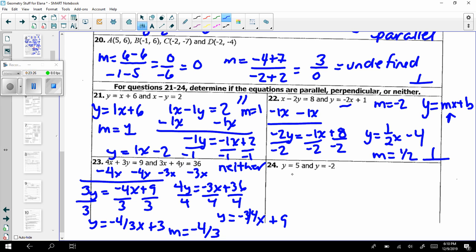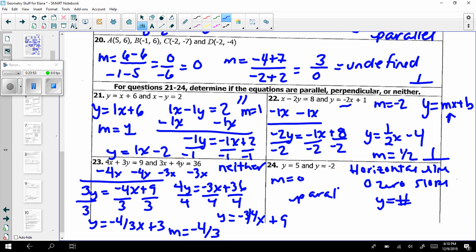Now, remember I did a horizontal line has a 0 slope, and its equation is y equals some number. So that's what we get here. So the slope is 0 for both of them. So they are parallel lines. You could always try to graph these in your calculator or in Desmos, and you'd be able to see that these are both parallel lines as well.